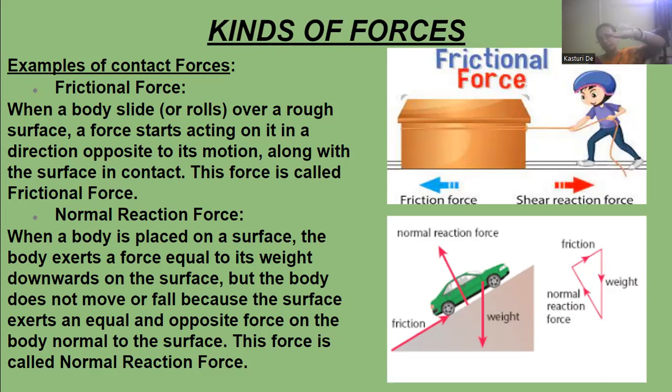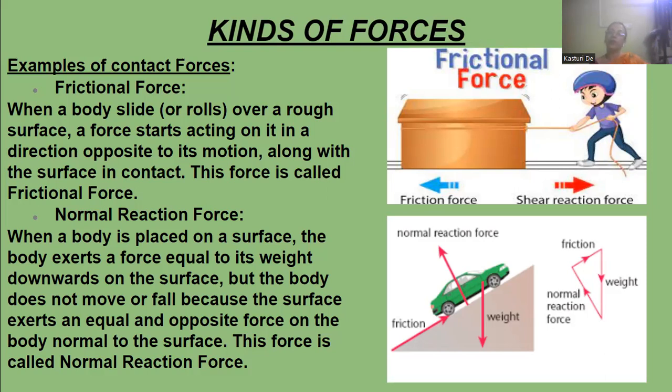When a body is kept on a surface, there will be a force acting downwards, equal to its weight. Another force will act upward, which will not allow the body to fall down. That will be equal and opposite. That force is known as the normal reaction force. It is normal to the surface, that means at 90 degrees to it.